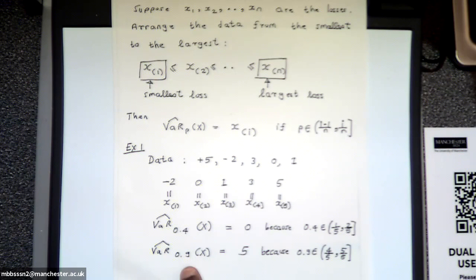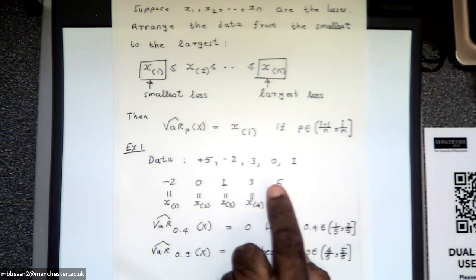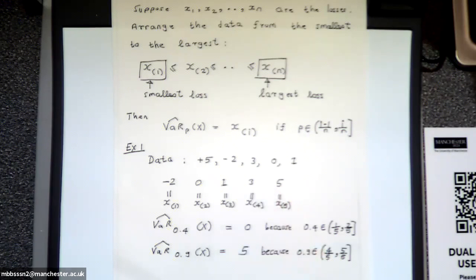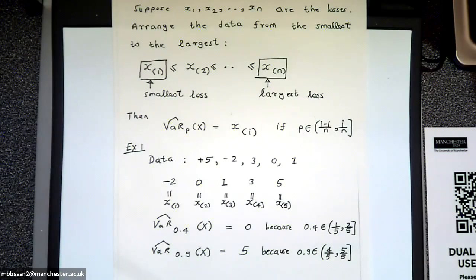Now, if P is 0.9, 0.9 belongs to this interval. So your i is 5. So the fifth smallest data point is this one, which is 5. So your VaR is equal to 5. All right, so it's very, very easy to use. The historical method is perhaps the simplest of all the estimation methods for value at risk.